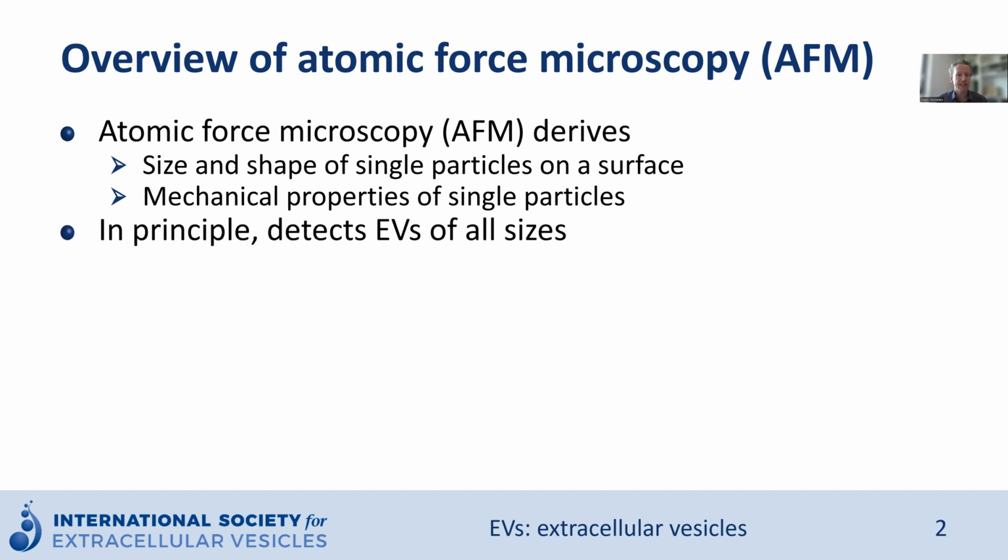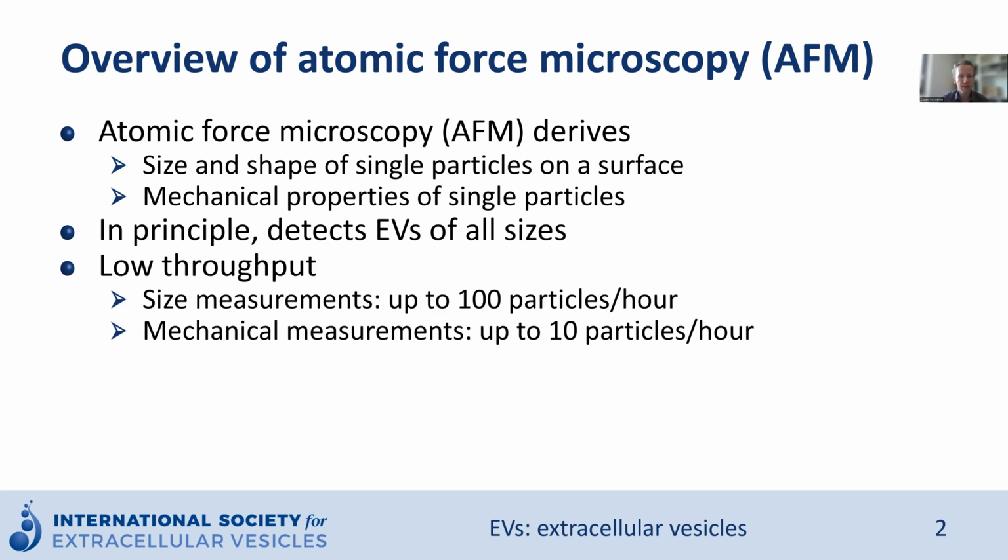So the resolution of this technique for imaging can be extremely high, and under specific conditions can be a fraction of a nanometer. It is thus small enough to easily detect the smallest of EVs. However, this comes at the cost that imaging is relatively slow, with images being built up 1 pixel at a time, and the throughput is not as fast as, for example, optical microscopy. An indication of the achievable amount of particles per hour are given on this slide.